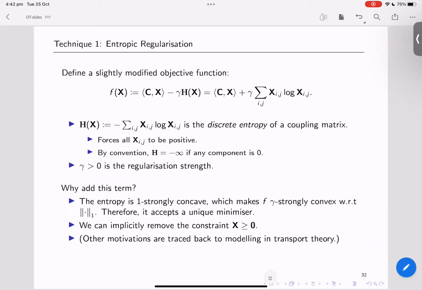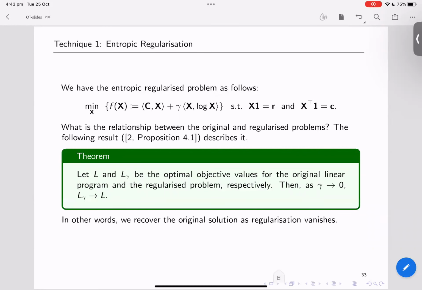And we know for a fact that a strongly convex function accepts a unique minimizer, right? This function now becomes a differentiable function, and it's also strongly convex. That's why we added it here, okay? And there's a slight consequence of this: it basically forces all the axes to be positive, because you don't have log of zero. And so we are able to remove that constraint of x greater than or equal to zero from before, which leads us to this problem in here.